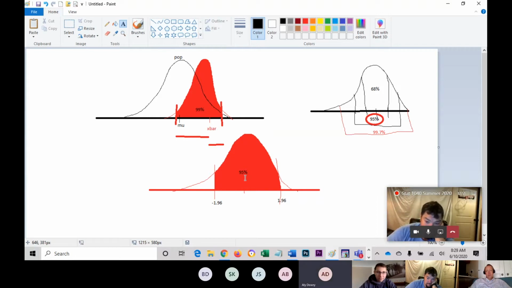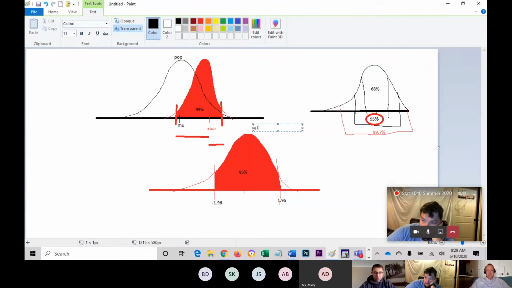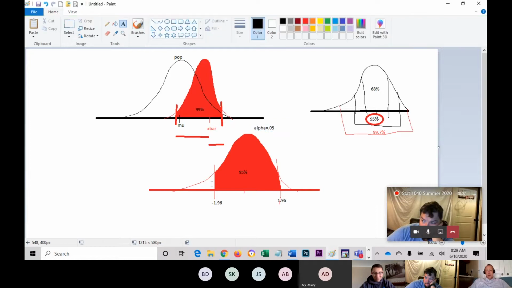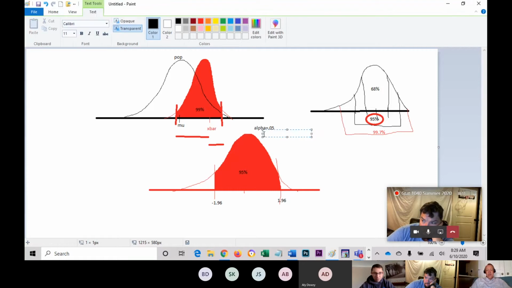Okay. 5%. Okay, so we're going to refer to the 2 white parts here as our alpha. So our alpha is going to be 5%, okay? So the way I've drawn it here, think of your alpha as your level of significance. You can also think of it as the probability you are wrong, okay?